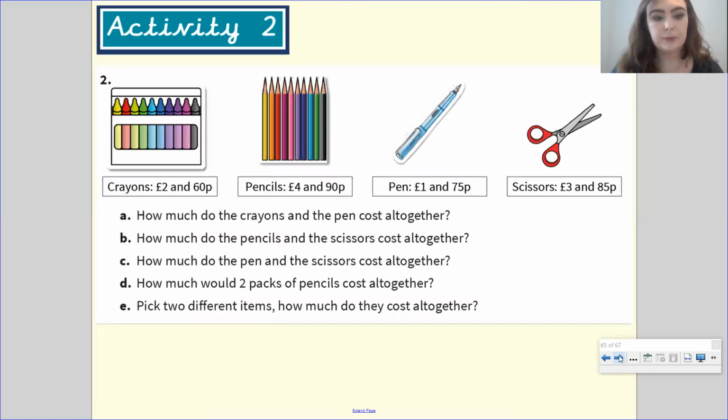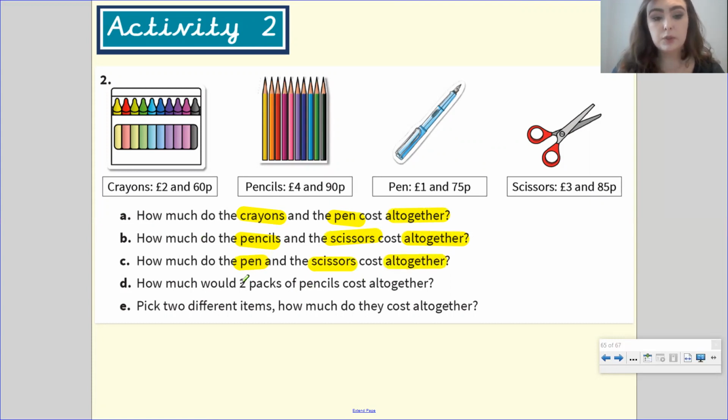Okay, activity number 2. So you've got A, B, C, D, and E to answer for this question. And you've got some crayons worth £2.60, some pencils worth £4.90, a pen worth £1.75, and scissors worth £3.85. Question A says, how much do the crayons and the pen cost all together? B says, how much do the pencils and the scissor cost all together? C says, how much do the pen and scissors cost all together?